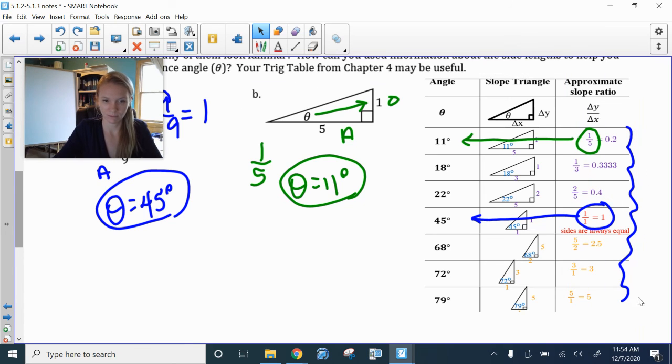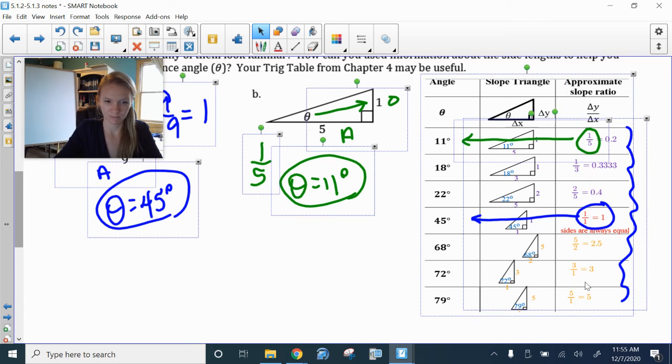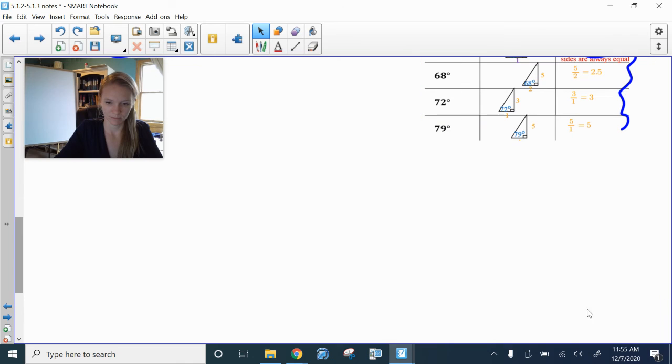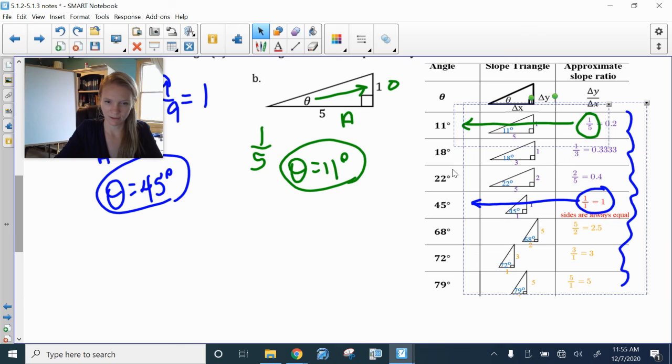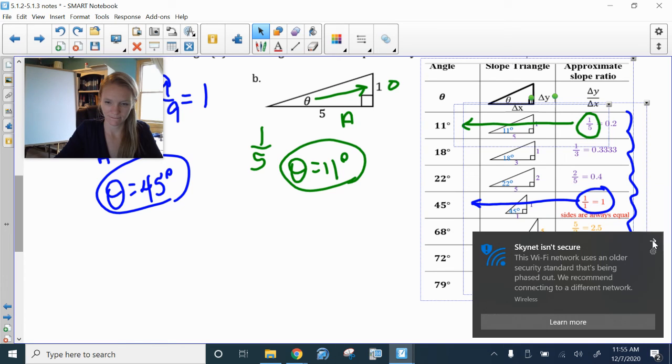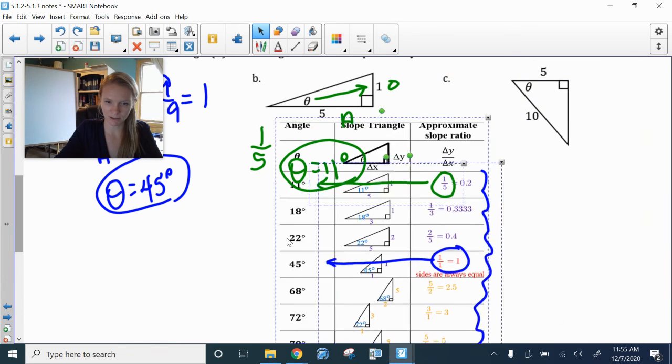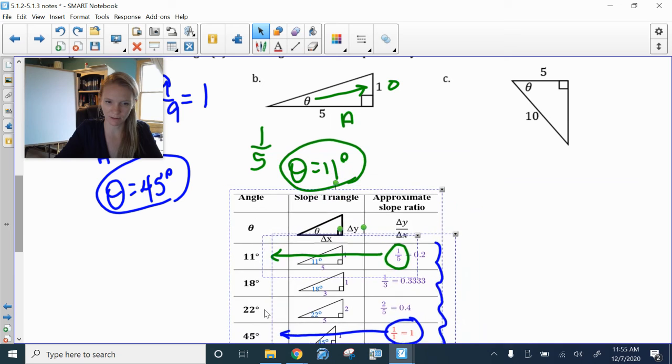Oops. Trying to figure out how I can grab these couple of things. My computer is being kind of a brat right now.